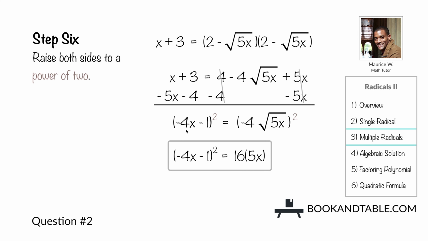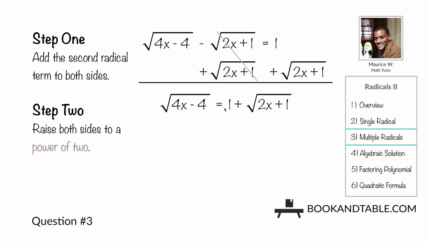So we wind up with negative 4x minus 1 squared on the left side. And once we square the right side, the radical is removed. And we're left with negative 4 squared, which is 16, and what's left underneath the radical sign, which is 5x. So the answer to question number 2 is negative 4x minus 1 squared is equal to 16 times 5x.